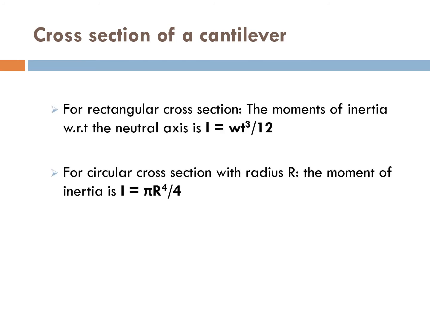For a beam having rectangular cross section with width W and thickness T, the moment of inertia with respect to the neutral axis is given as I is equal to WT cube divided by 12. For circular cross section with radius r, the moment of inertia is I equal to pi r raised to 4 by 4.